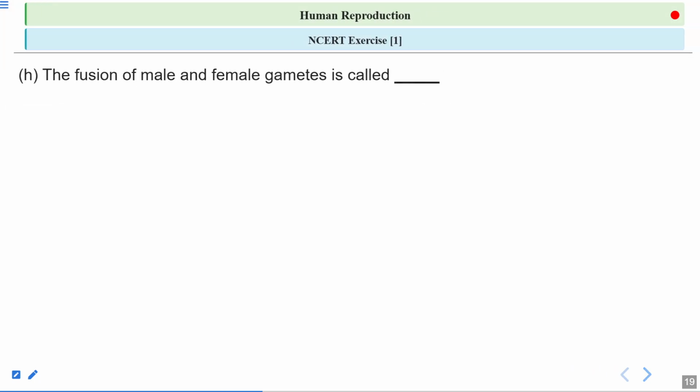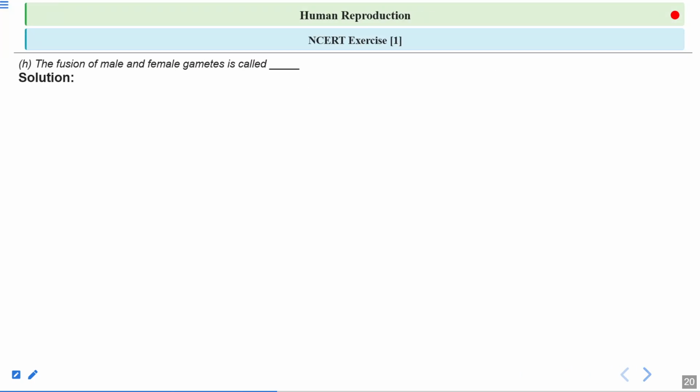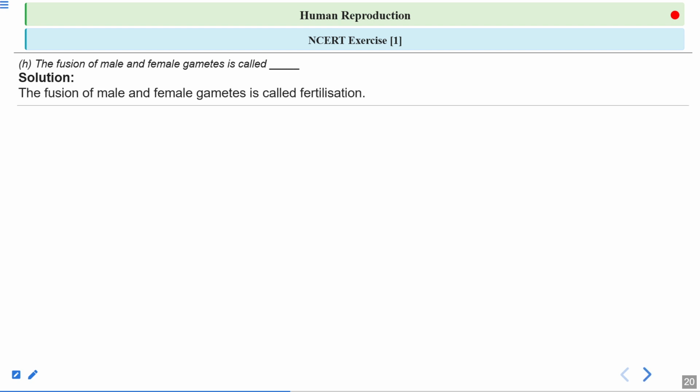Fusion of male and female gametes is called. Okay, you have to name the process of fusion of the male and the female gametes. This is called what? So let's have a look at the answer. The fusion of the male and the female is called fertilization. Okay, what is the site of fertilization?